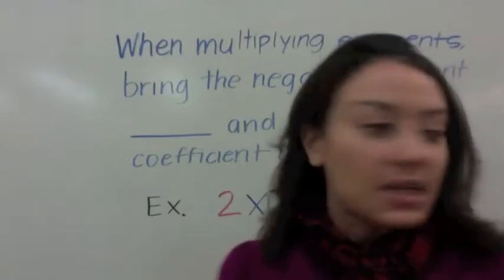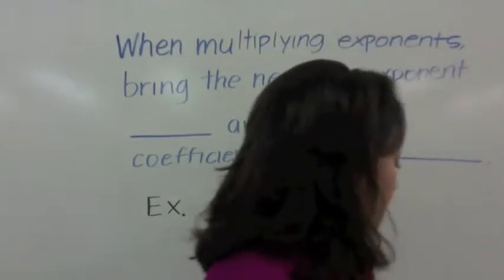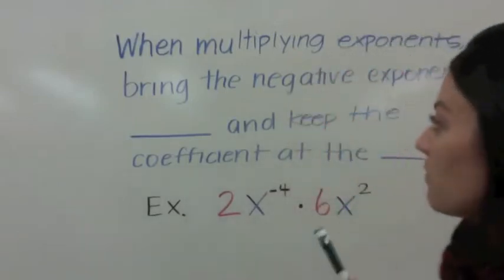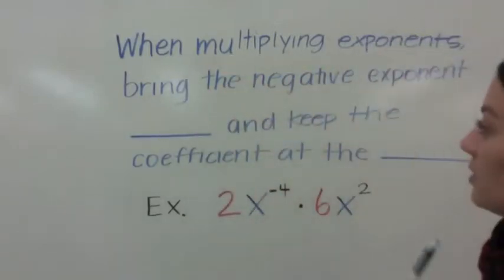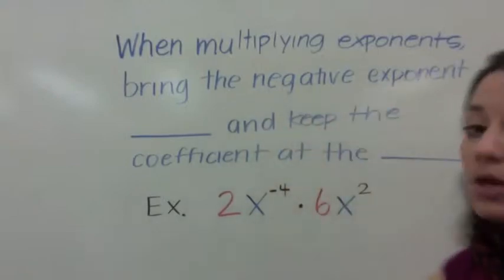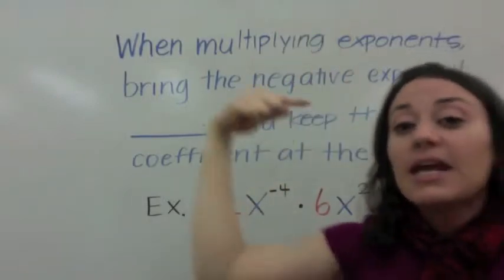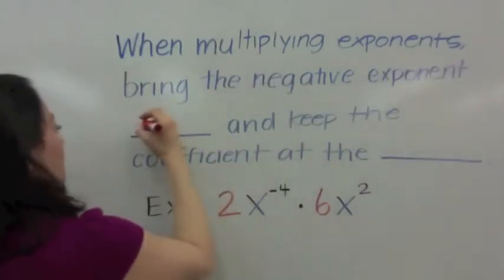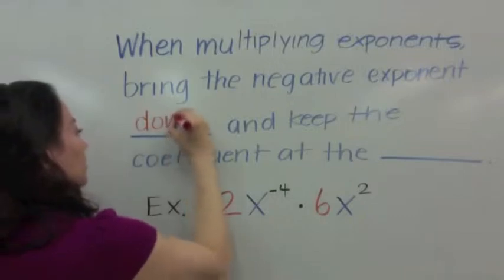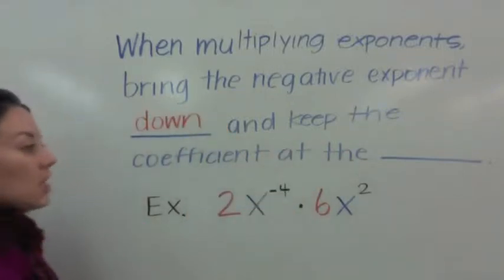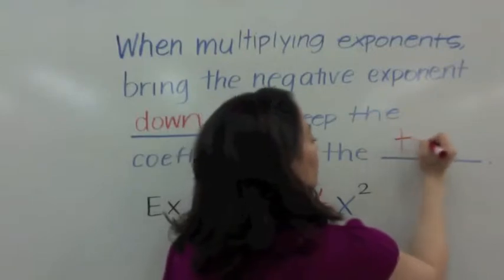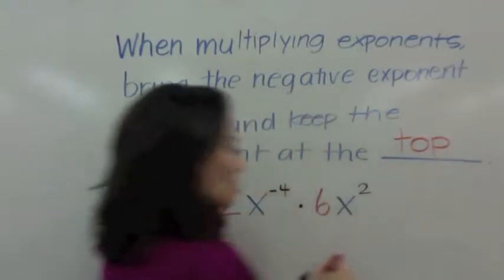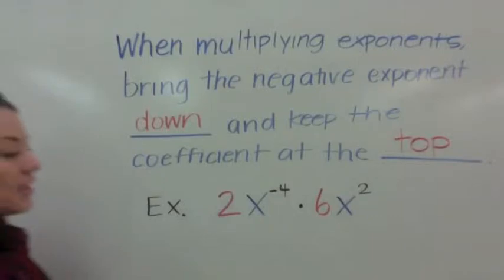Okay, but we need to clarify something from yesterday. Read this with me. When multiplying exponents, if it's negative and up, bring it down. But what's different is that you're going to keep the coefficient at the top. I think yesterday in our examples we were bringing it down, but that was incorrect. So let me show you what I mean.